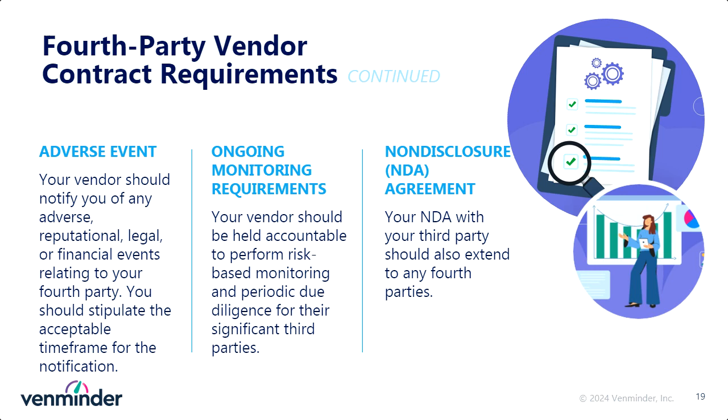Other contract requirements to consider as it relates to fourth parties is adverse events. Again, because your reputation depends on your third party's reputation, and guess what? Their reputation depends on their third party's reputation. So you should be concerned about any adverse reputational, legal, or financial events of that fourth party. To address this, the contract might stipulate acceptable timeframes around notifying you of potential concerns, with potential rights in the contract for you to require a different fourth party or a contract exit if that can't be changed. Ongoing monitoring requirements, I believe I mentioned that 2 slides ago, so I won't cover that again.